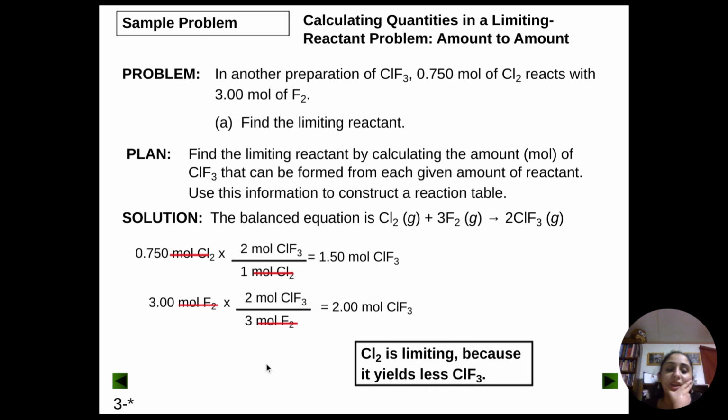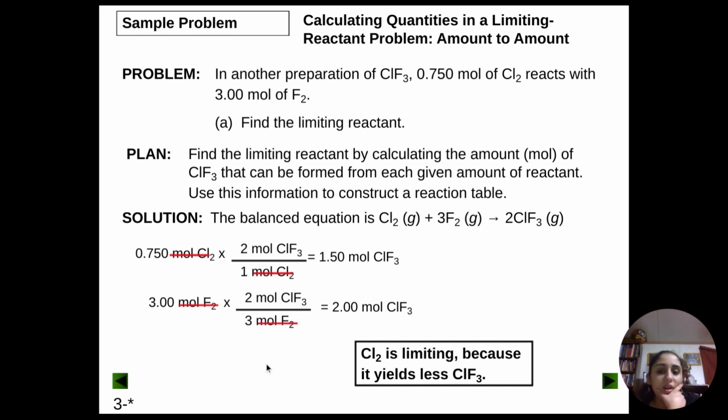So here we are calculating quantities in the limiting reactant problem, amount to amount. So here's your problem. In another preparation of ClF3, 0.75 moles of Cl2 reacts with 3.00 moles of F2. A. Find the limiting reactant. So here it wants you to find out what is the limiting reactant. So what is there the least amount of that stops it from making more?